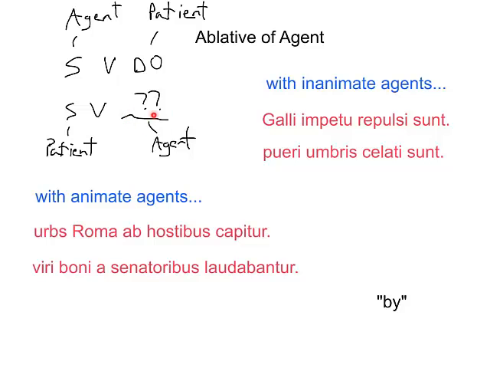Well, if this agent is inanimate, we're going to just leave it alone and have it in the ablative. The Gauls have been repulsed by the attack. Or the boys have been hidden by the shadows. With animate agents, we actually stick ab in front of it. So the city of Rome is captured by enemies. Or viri boni, the good men, were being praised by the senators. So with inanimate agents, we just have a bare ablative. With animate agents, we have ablative with ab in front of it.